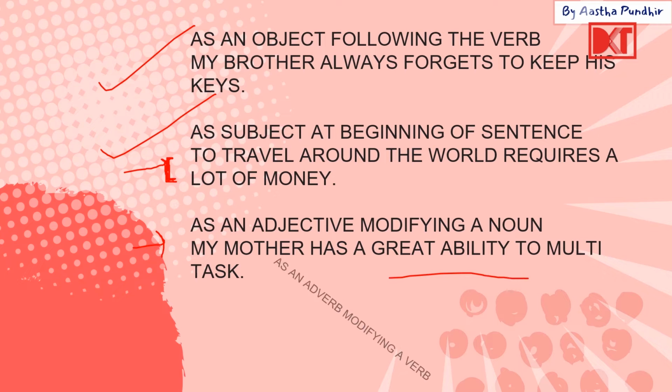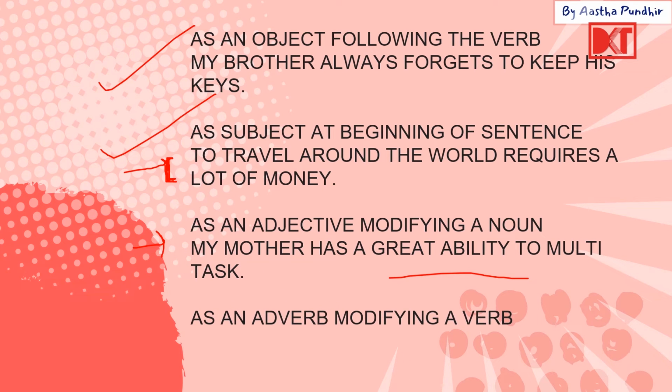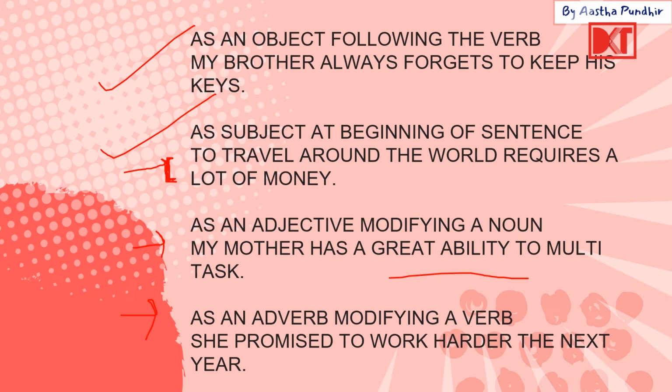Alright. Then it could also act as an adverb modifying a verb. Like here we have, she promised to work harder the next year. To work harder. Now to work is the infinitive form, to plus verb, V1, the base form, and it is acting like an adverb in this sentence. So for infinitives, what did we learn? It is formed with to plus the V1 form, and then it acts as different parts of speech in a sentence. Alright, this was gerunds and infinitives.